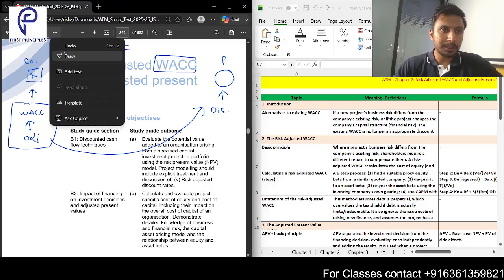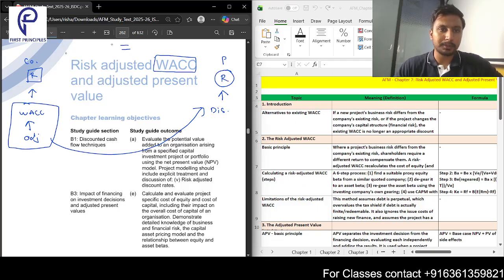The risk of the company and the risk of the project are not the same, right? So what we have to do, we take the WACC of the company, we adjust it to reflect the risk of this project, and that is called a risk-adjusted WACC. That's pretty much what we are looking to study here.